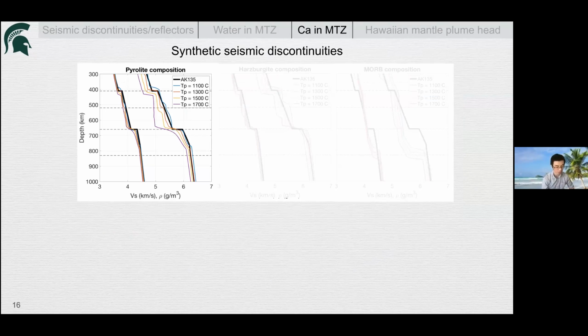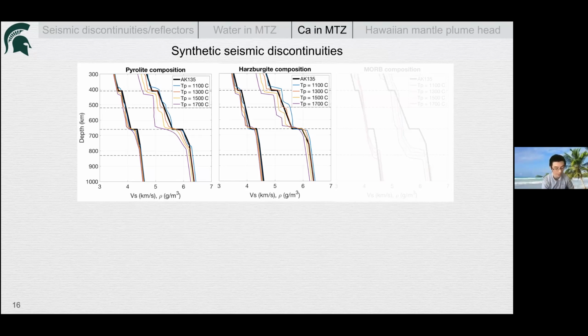So we first try to look at the more conventional idea of a pyrolite, and then you see that this is the simulation done by Hefesto. We are able to see the 410 discontinuity, 520, 660, and we also see a small jump over here at about 800 kilometers. That's pyrolite. If we just look at harzburgite, then the olivine system is the dominating system over here, then there's only 410, 520, 660.